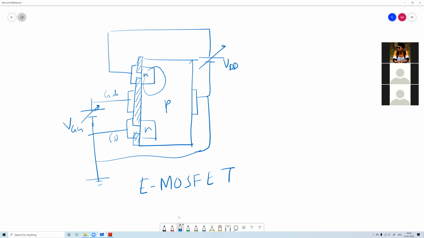If I put a potential, what will happen? There are very few minority carriers, the electrons, and they will be attracted towards this region. So they will all start accumulating. And when this VGG is sufficiently large, this channel will be formed and current will flow. So the major difference for E-MOSFET compared to JFET or D-MOSFET is that when the gate voltage is 0, no current flows.